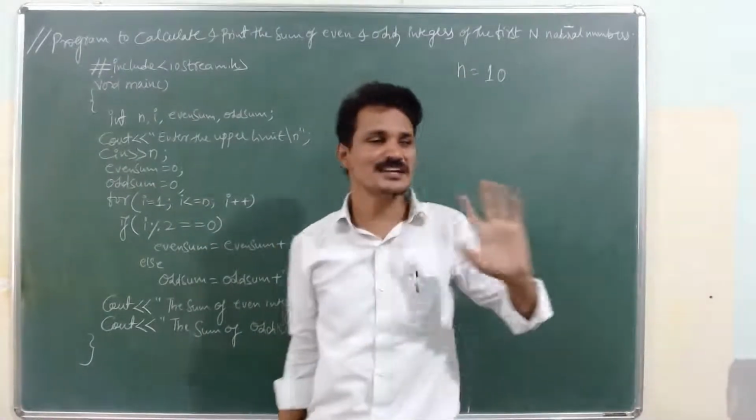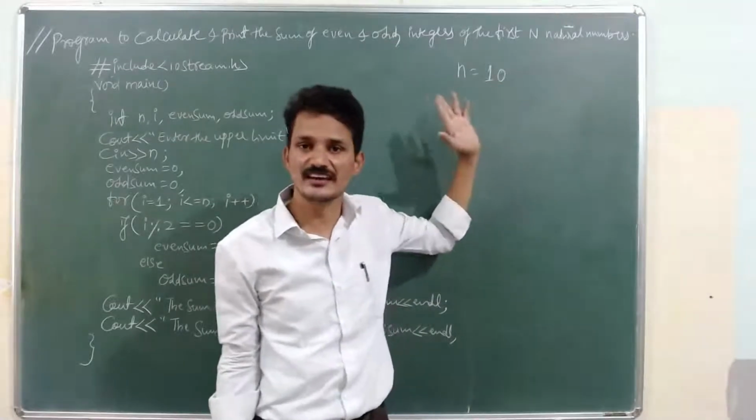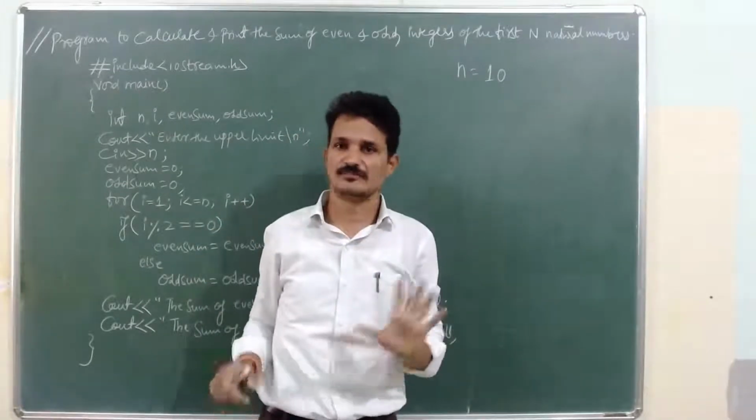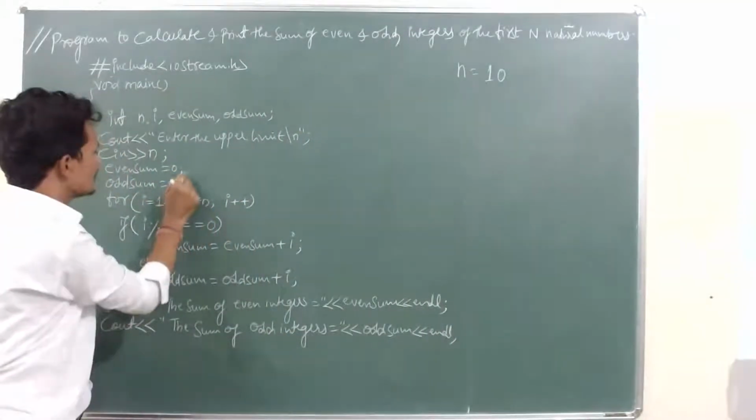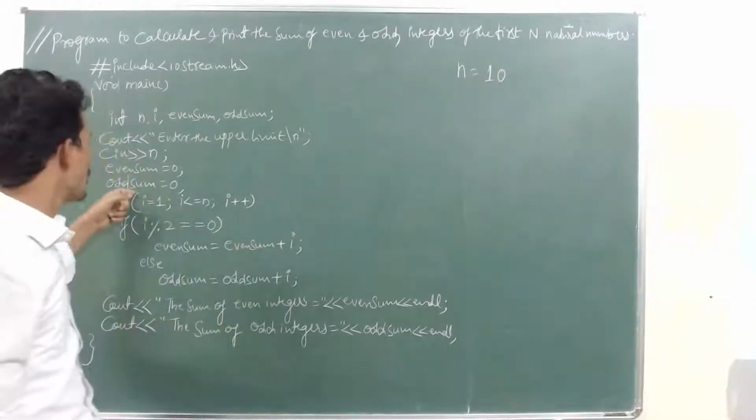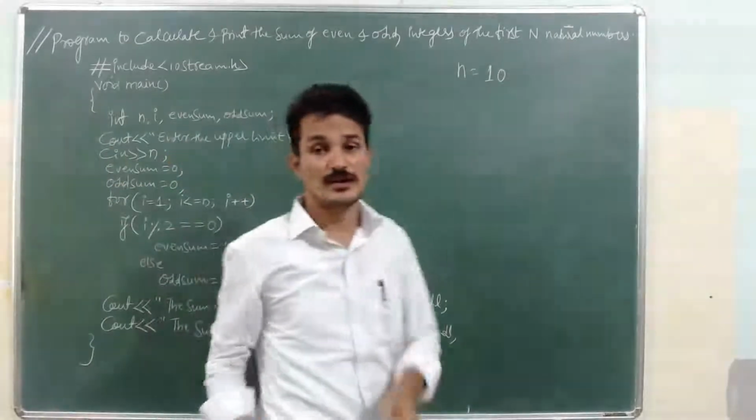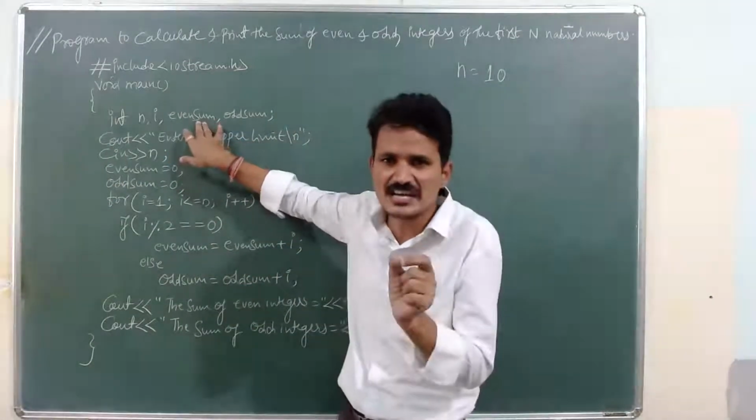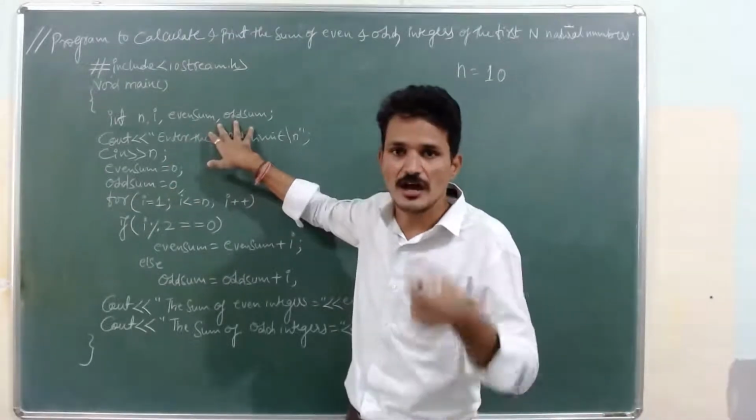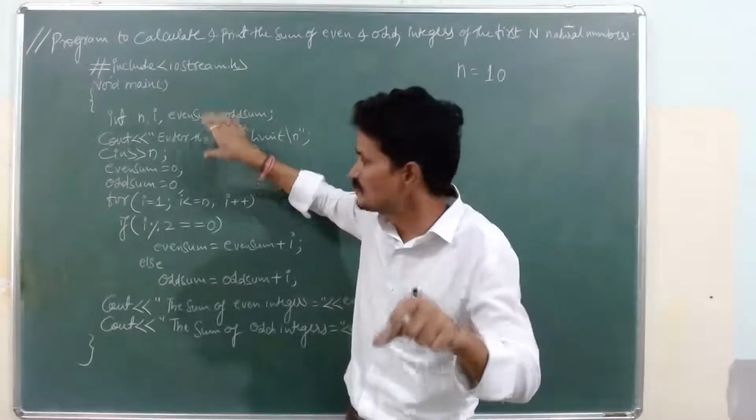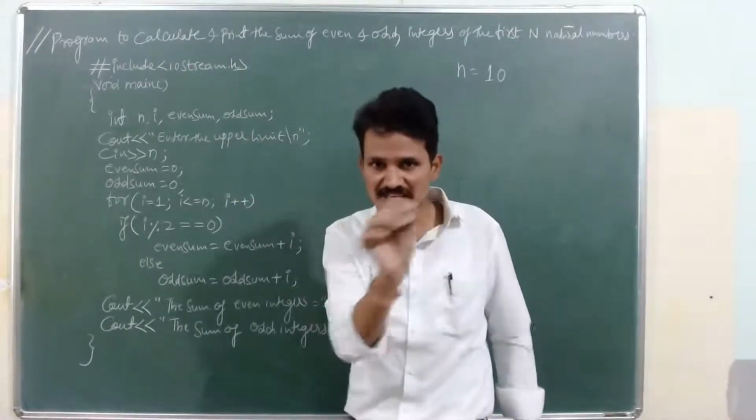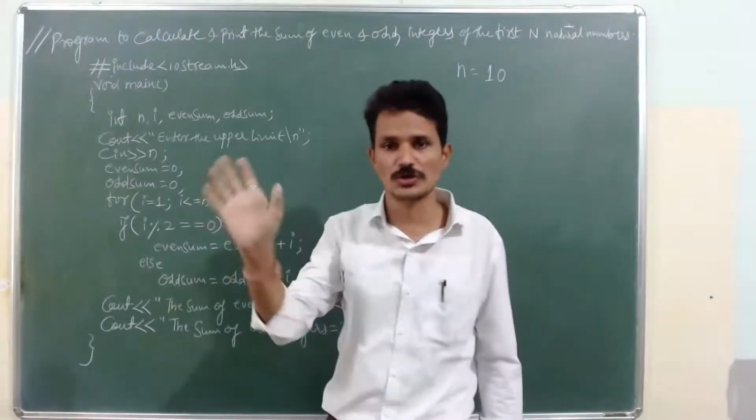You are accepting the value. What value are you accepting? 10. You are accepting 10. 10 is stored in which variable? n. Fine. So the next line, even sum is initialized as 0 and similarly odd sum is initialized as 0. Before this, we have just declared those two variables of type integer. In the middle of the program, I am just initializing: even sum is equal to 0, odd sum is equal to 0.